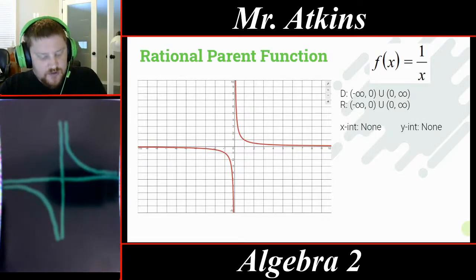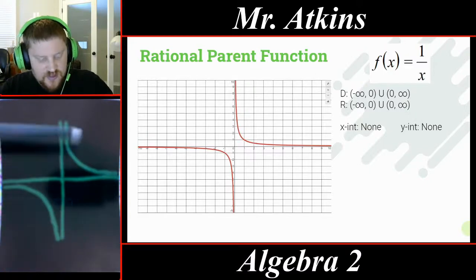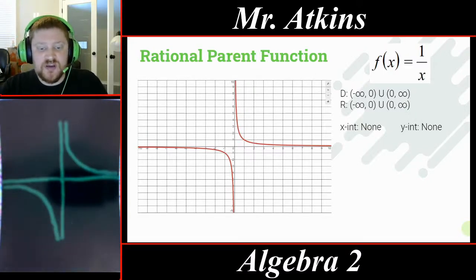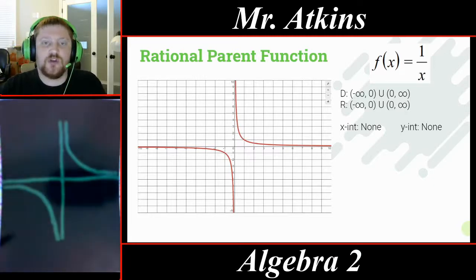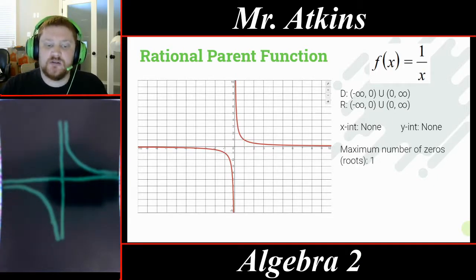If you look at the way the graph works, you're going to notice that no matter where you are, there's only one spot on the graph that associates itself to that y value. So because of that, we can never cross this x-axis more than once, meaning our number of maximum zeros, or our maximum number of roots, is 1.